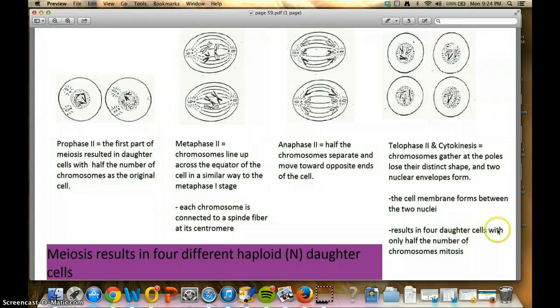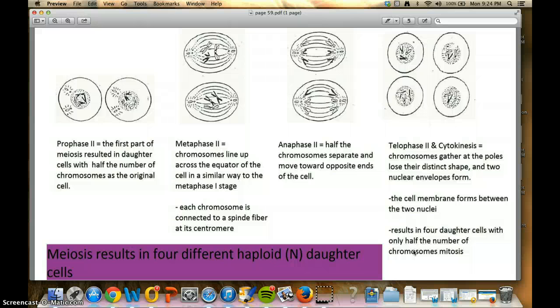Meiosis results in 4 daughter cells with only half the number of chromosomes as mitosis. Remember, we only give half of our genetic chromosomes to our offspring. The other half comes from the spouse. So I will give 23 and then my husband will give 23, for example. Or you will give 23 and your husband or wife will give 23. That creates the new offspring. In mitosis, we're not trying to make offspring. We're just trying to grow and develop.